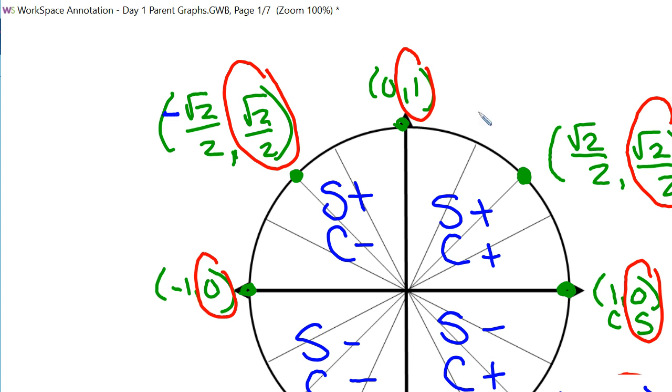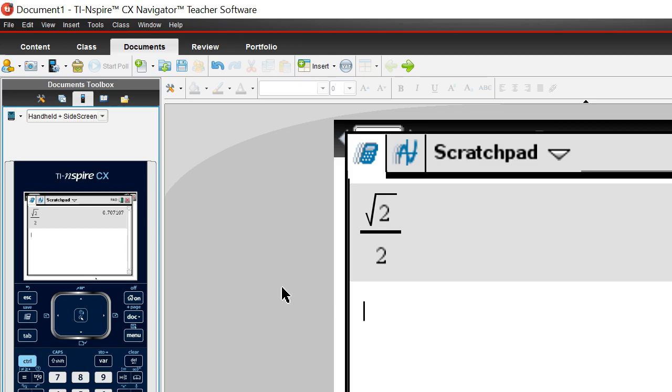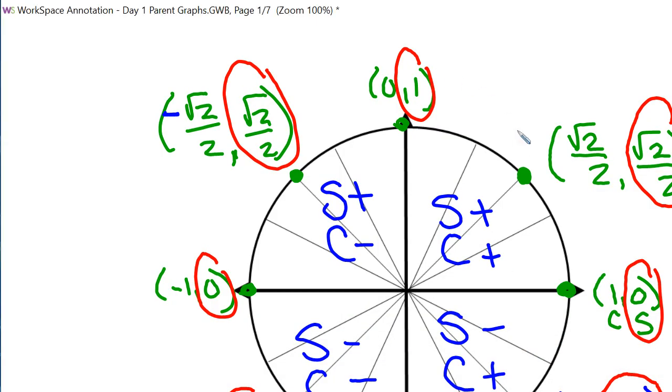Now for pi over 4, this would be 1 divided by square root of 2 over 2. And what would that be? And that's approximately what? 1.4. So that is about 1.4. This one would be 1 divided by 1, which would be 1. This would be 1 divided by square root of 2 over 2, which is 1.4.